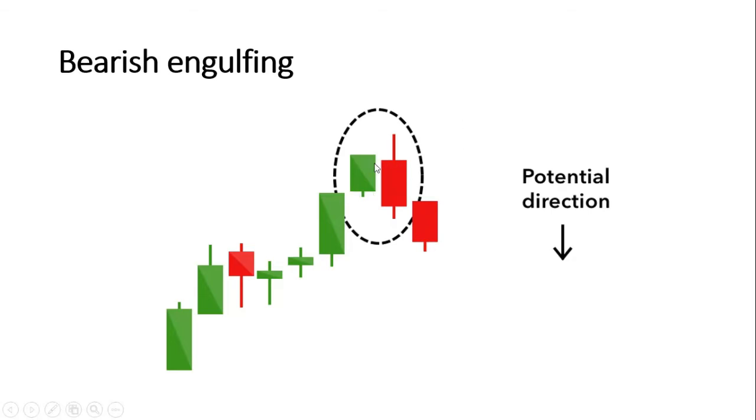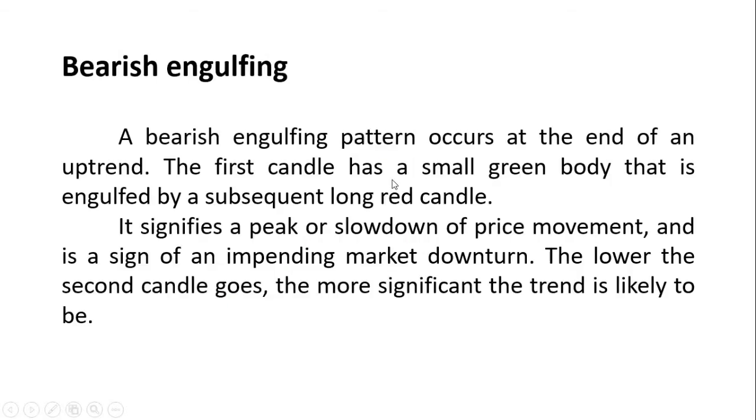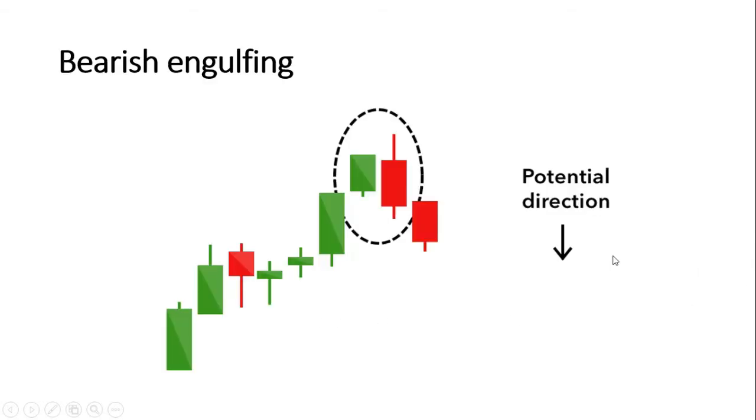That means that the bears are taking control of the market. So you should take a sell order at this point. It signifies a peak or slowdown of price movement and is a sign of an impending market downturn. So it shows that the market is about to reverse its trend and go downwards. The lower the second candle goes, the more significant the trend is likely to be. See, the second candle has gone lower from here to here. So the lower it goes, the more significantly we can trade. If it is like that, we take a sell order. The potential direction is downwards.